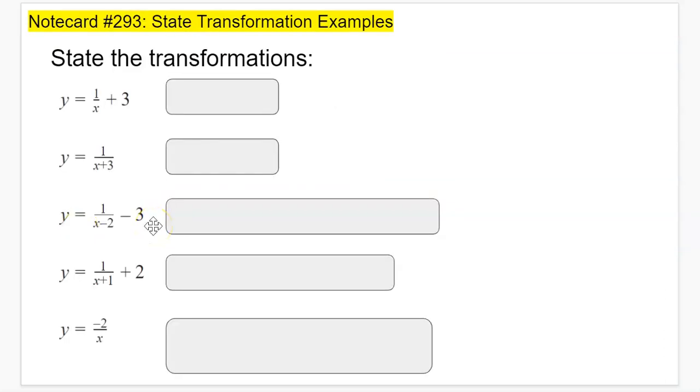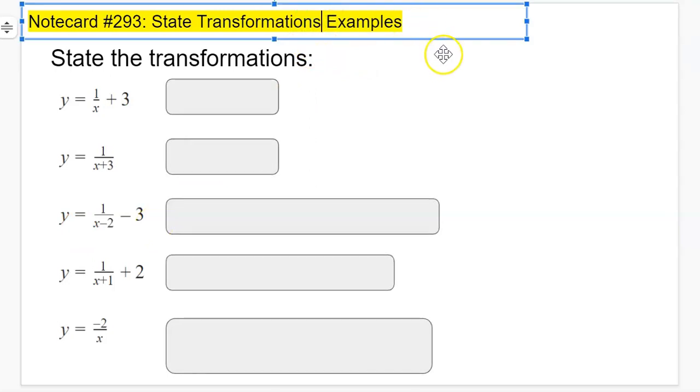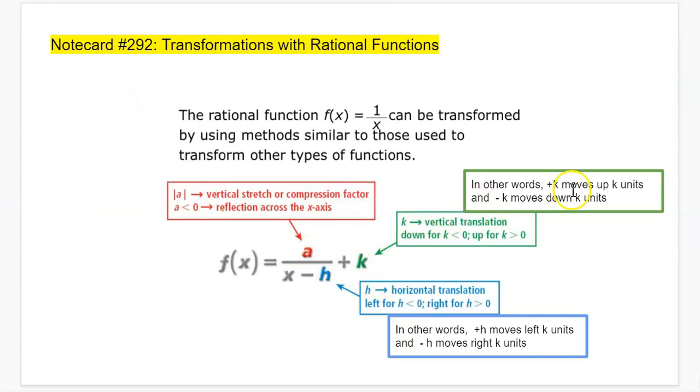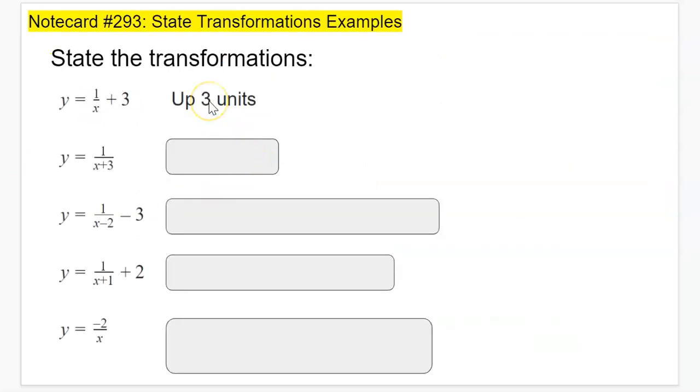All right, in note card 293, I want to state the transformations. Okay, so if you look at this one, there's my parent function. We don't have a different number on the top. That's just a 1. But we have a plus 3 on the outside. That's the k. And so it's a plus 3, so we move up 3. So that's up 3 units.